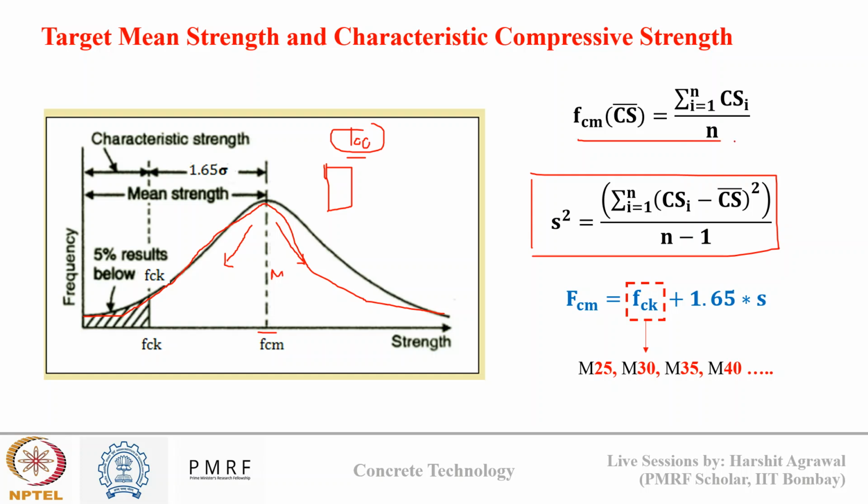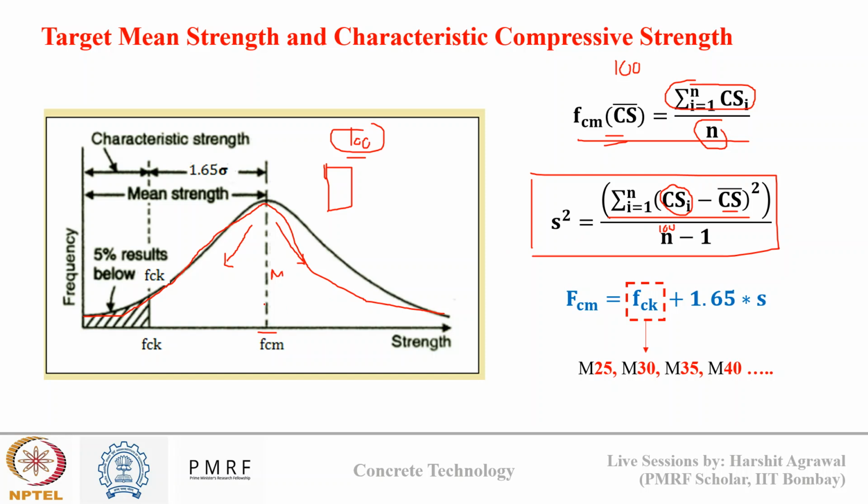So this is the formula for the mean value. Suppose we have tested 100 cubes, so you can just calculate the sum of the compressive strengths of the 100 cubes divided by 100, and that will give us the mean value. And standard deviation we can calculate by this formula: individual compressive strength minus mean strength, whole squared, summation of these values divided by n minus 1. So in our case it is 100 minus 1. This will give us the standard deviation, how much deviation there is from the mean.